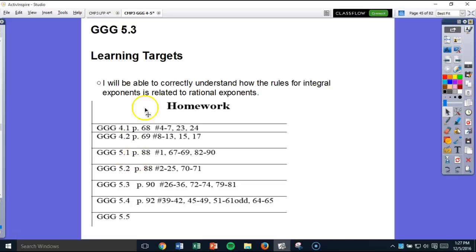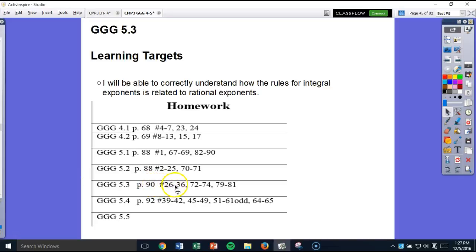Today's learning targets: we're going to be able to correctly understand how the rules for integral exponents are related to rational exponents. What is rational? Well, we should remember that rational starts with ratio, and ratio is another word for fractions. So if our exponents are in fraction or rational form, are the same rules going to work that we found for our integral exponents? Our ACE work for 5.3 is going to begin on page 90.